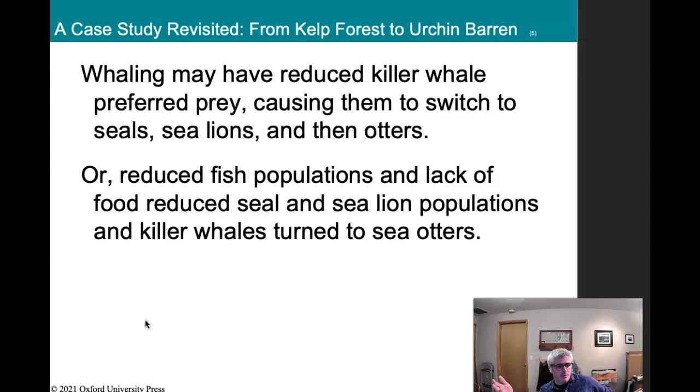Not hunting them for subsistence use, but just shooting them because they'd gotten tangled up in the nets or were taking our fish, this kind of stuff. So that likely drove Steller sea lions down, and then killer whales, these are the marine mammal type killer whales, turned to eating sea otters.